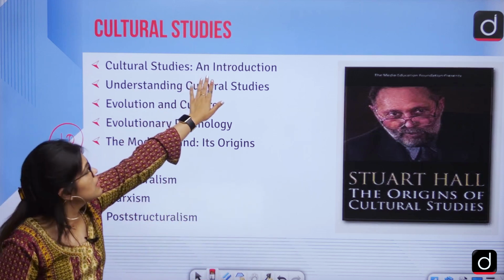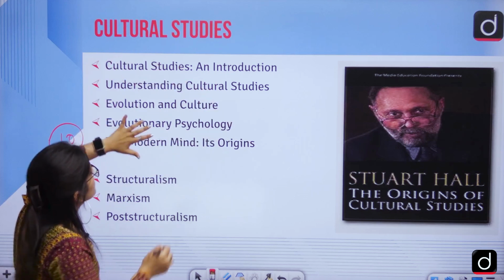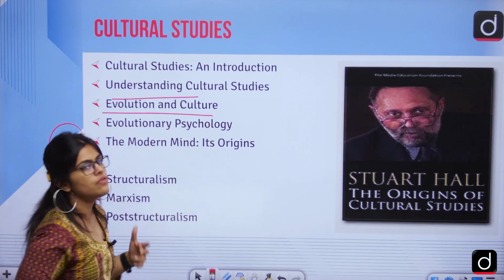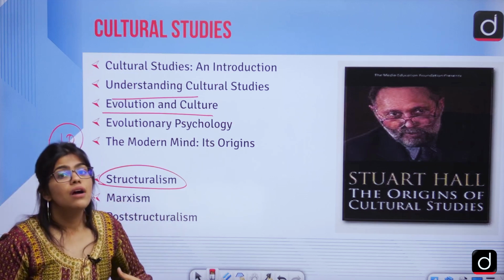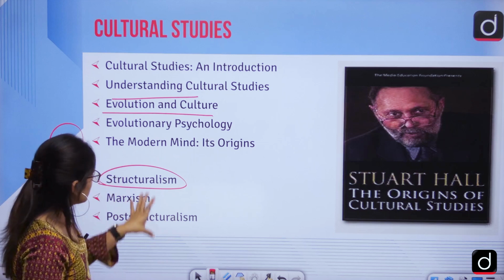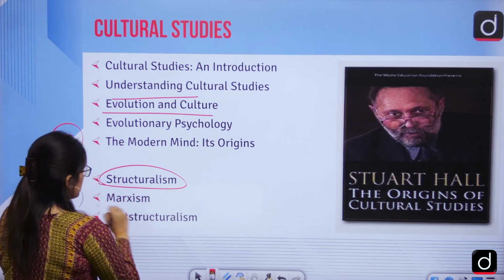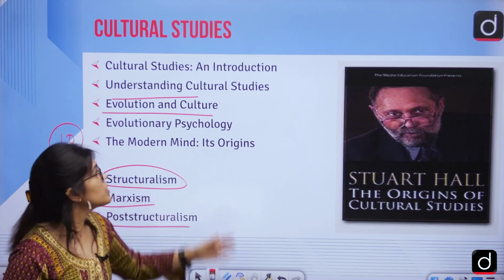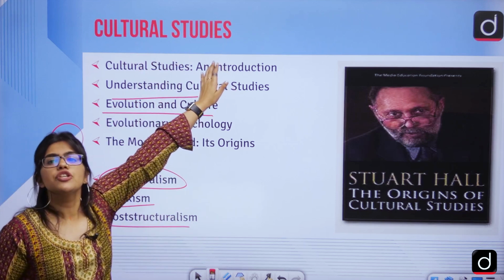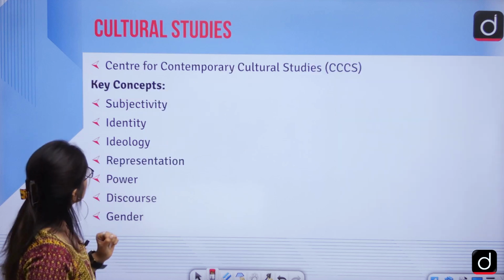You should be very clear about what cultural studies is, the basic understanding, the evolution of cultural studies, and how cultural studies can be read in comparison with the other theories that we have. So we have structuralism, Marxism, and post-structuralism, and with the different theories, you can see how the culture is changing, right? So this is something very clear.